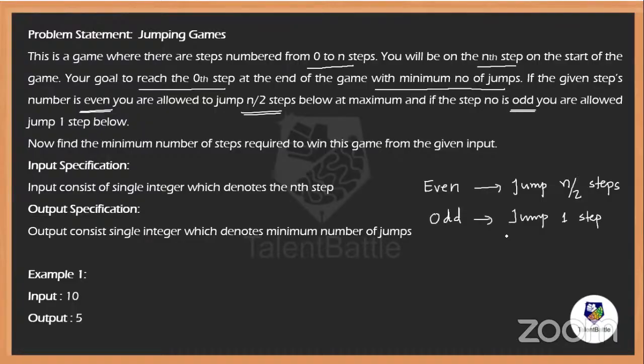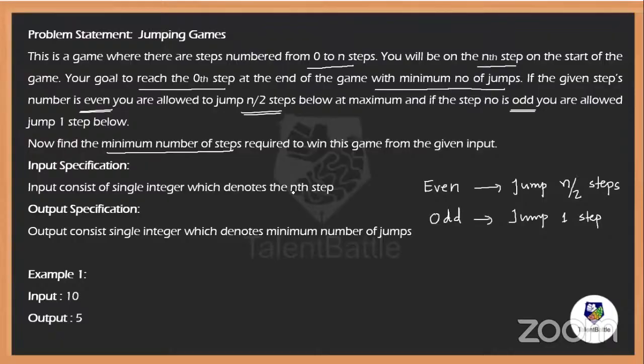Means simply what we have to do is check whether the provided value is even or odd. If it is even, we will jump n by 2. n is nothing but the steps. And if it is odd, we will jump 1 step below. What is the final expected case? We have to find the minimum number of steps required to win this game from the given input. So this is how you can analyze the provided problem statement.